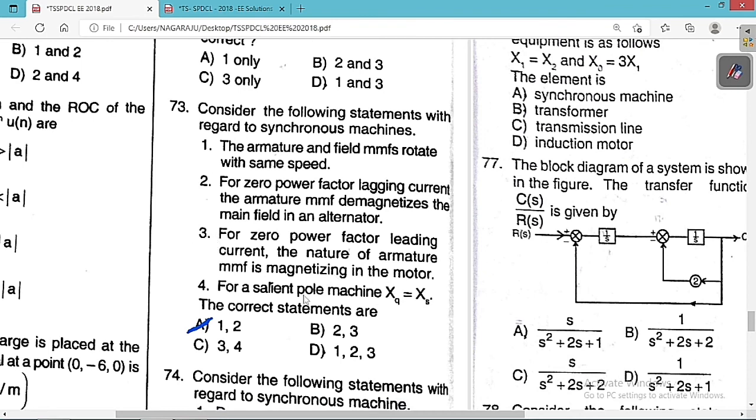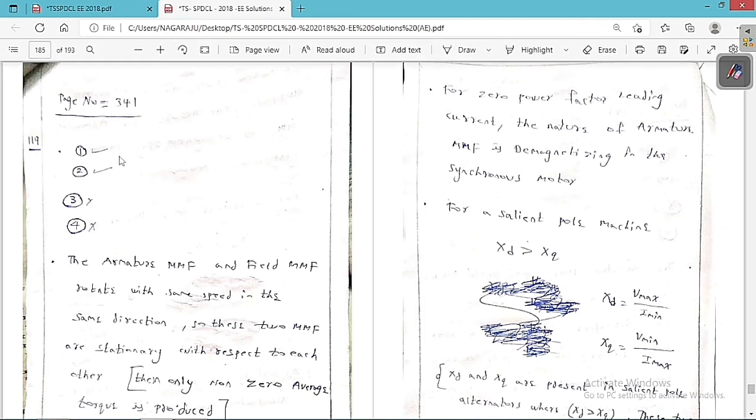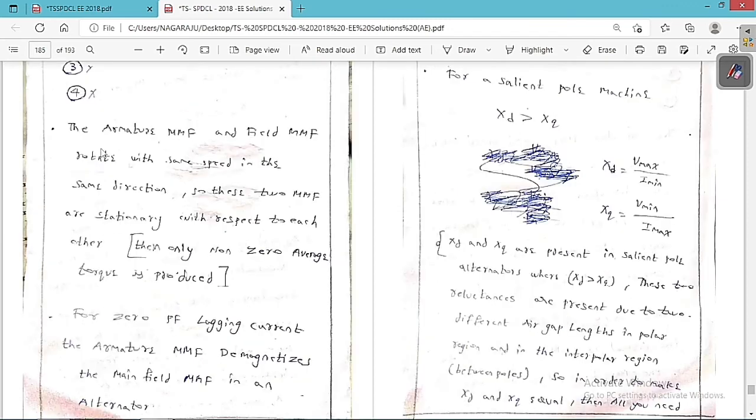Statement 3 is wrong. For a salient pole machine, Xq is not equal to Xs. Xq is equal to Xs only for the cylindrical pole machine. So only statement 1 and statement 2 are correct, and statement 3 and statement 4 are wrong. Now I'll discuss something more about this one. The armature MMF and the field MMF rotate with the same speed in the same direction, so these two MMFs are stationary with respect to each other. Then only a non-zero average torque is going to be produced. Otherwise, we are going to get zero torque.